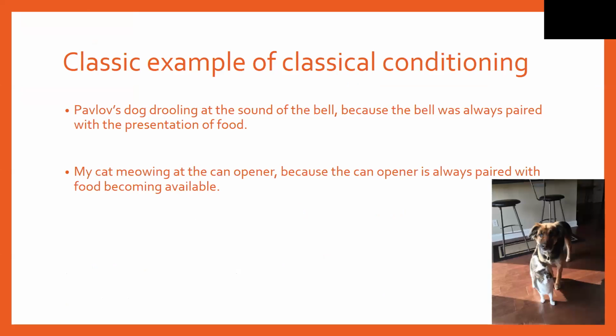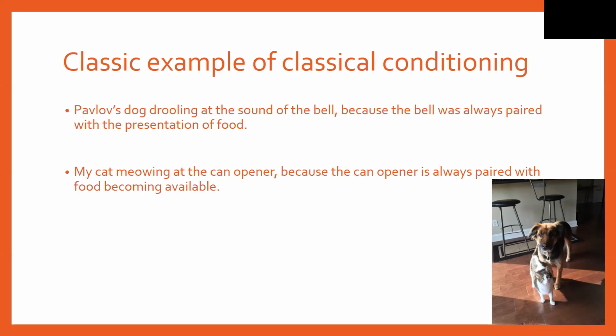There's a number of other examples of classical conditioning, and so the one that we read about in the book, and the literal OG example of how this developed, it was incidentally discovered by Pavlov, was that his dog was drooling at the sound of a bell. Because the bell was always paired with the presentation of food. And so food automatically makes the dog drool. It's a natural response. Every time the food came out, he played a bell for the dog, and then the bell on its own began naturally eliciting this response.